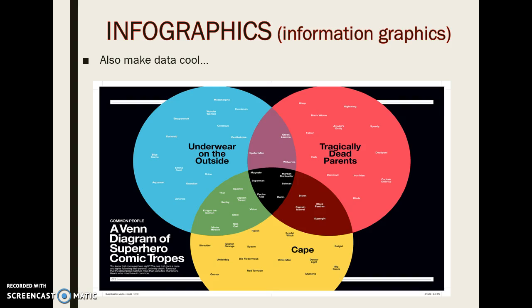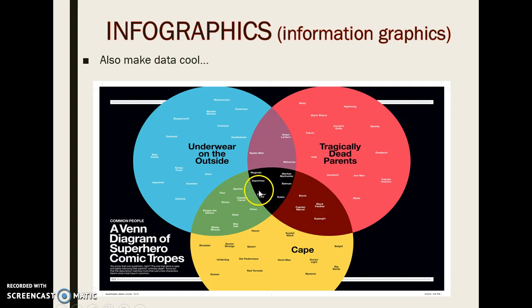They also make the data look cool. So if you're looking at this Venn diagram of superhero comic tropes, you'll see that there's underwear on the outside, that's the name of the blue bubble, tragically dead parents, the name of the pink bubble, and cape, the name of the yellow bubble. And then you can see where there's overlap with different superheroes. For instance, this says Storm from the X-Men, tragically dead parents, wears a cape. So we know that that's something that she has in common with these other superheroes listed in the bubble.